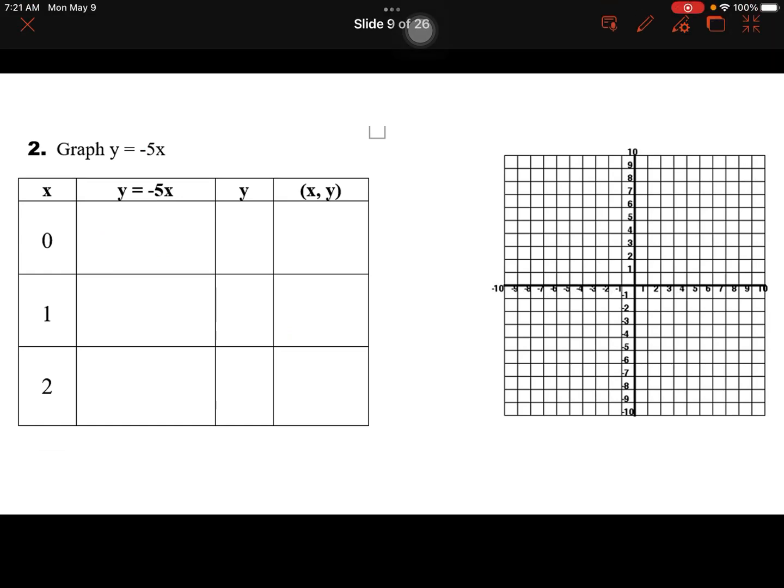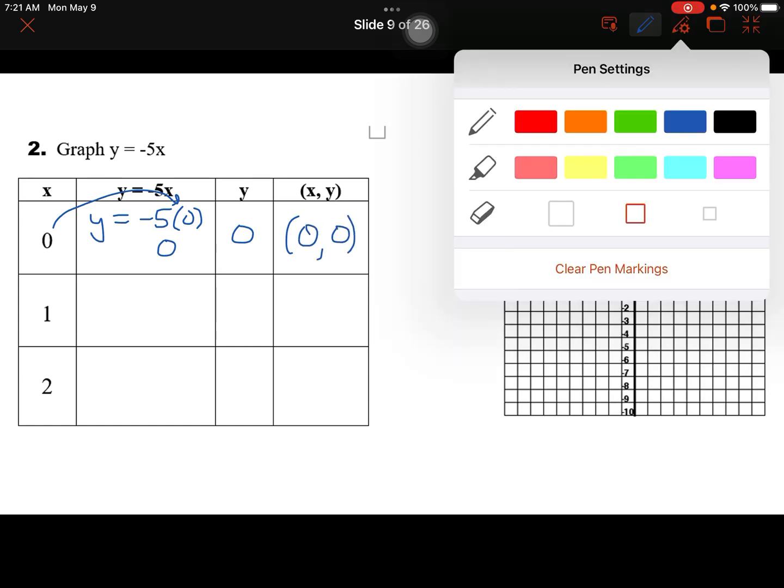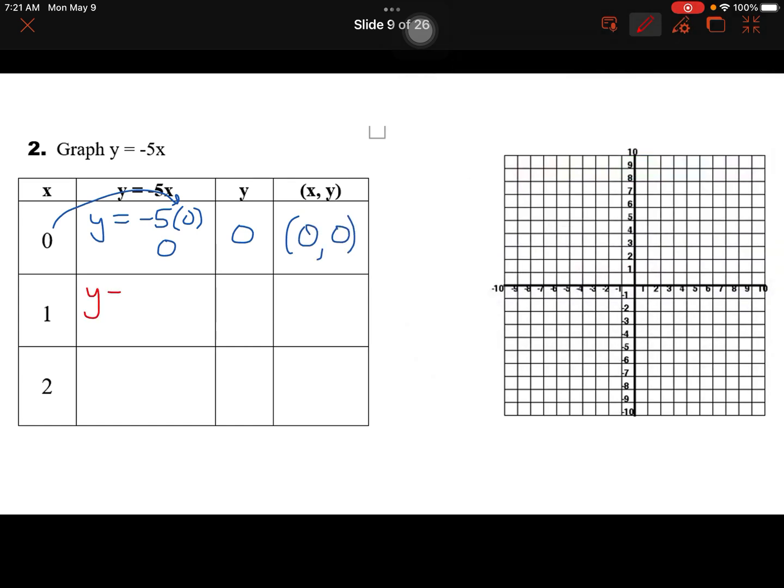So let's take a look at this next one. We're going to plug in y equals -5 times 0, and that's going to give me 0, so we're going to be going through the origin. Next point is y equals -5 times 1. And we need to remember same pos, diff neg. So this is -5. So it's going to be 1, -5.